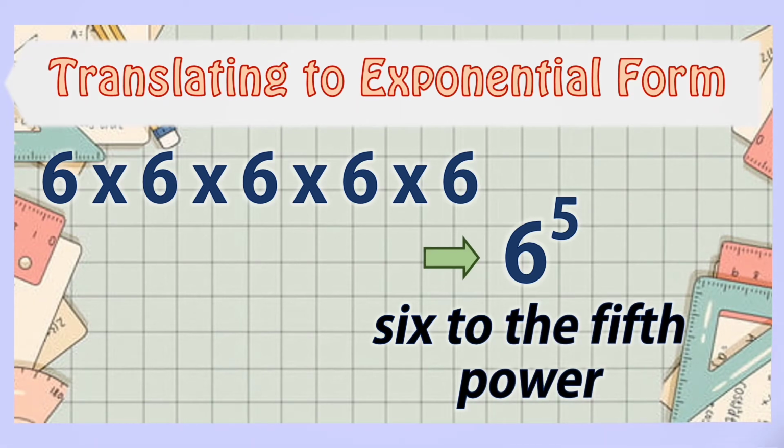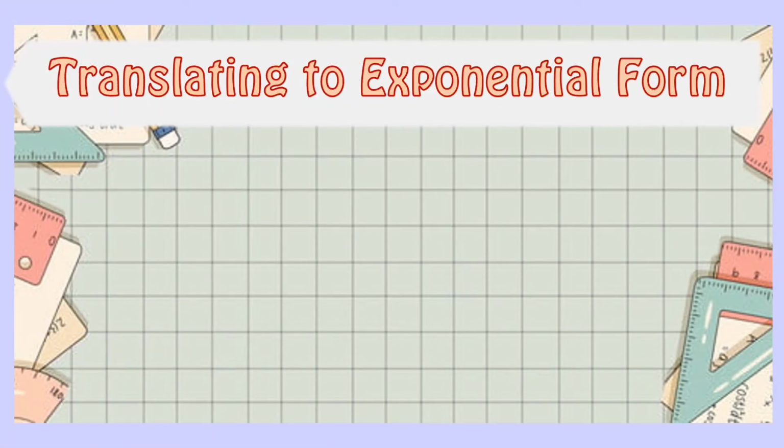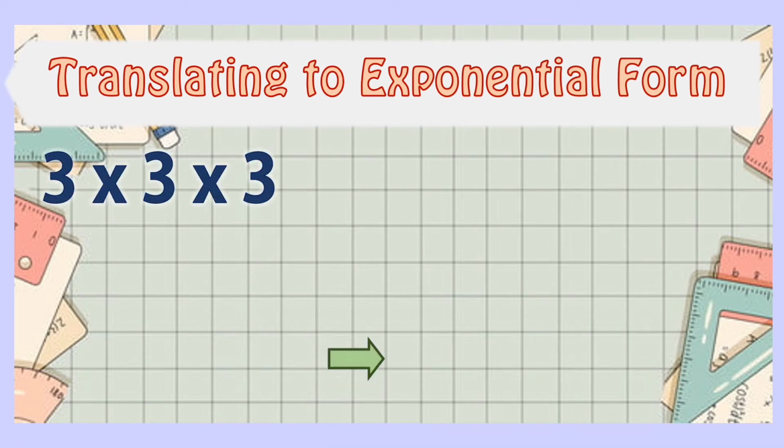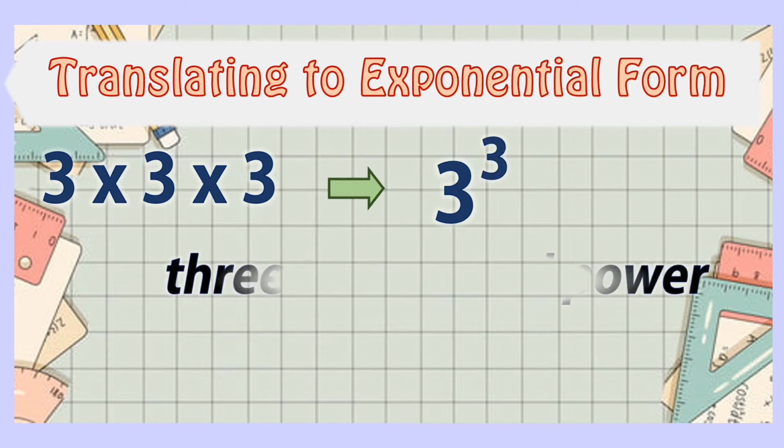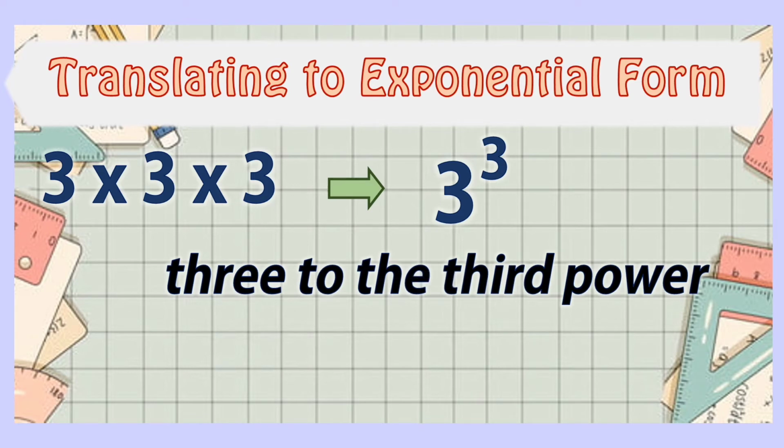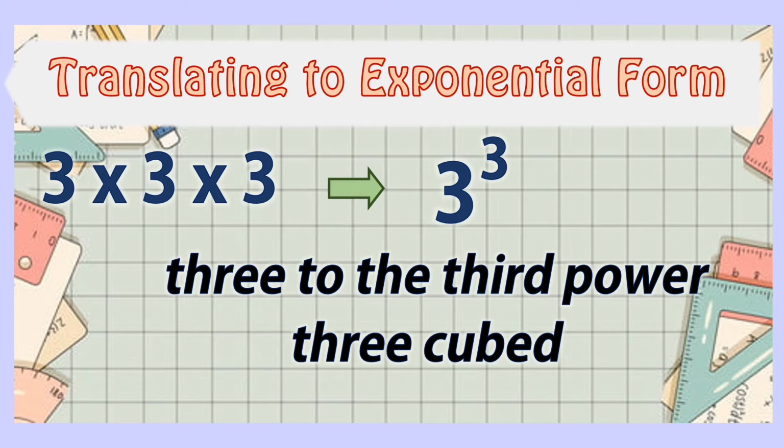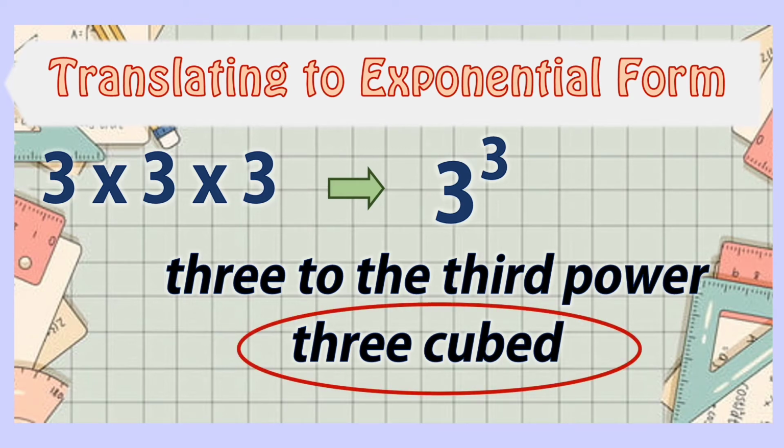Let's try some more. 3 times 3 times 3. When you translate it into exponential form, you will write 3 as the base and then count how many times the number 3 is multiplied by itself. So the exponent is 3. You can read it as 3 to the 3rd power or 3 cubed, but it is more appropriate to read it as 3 cubed.